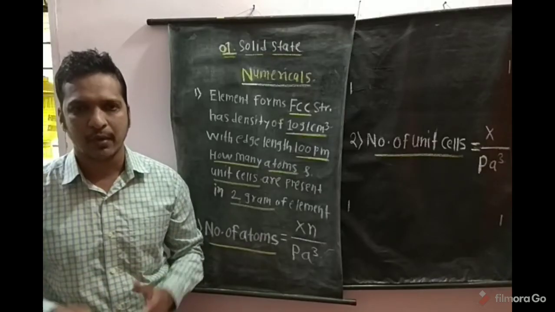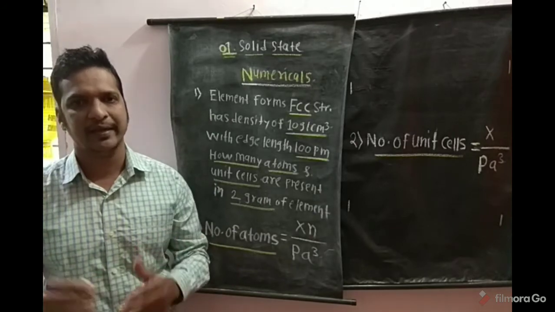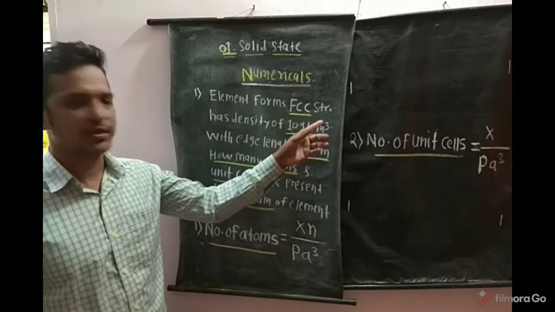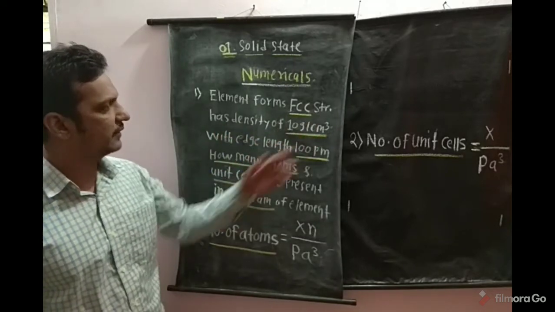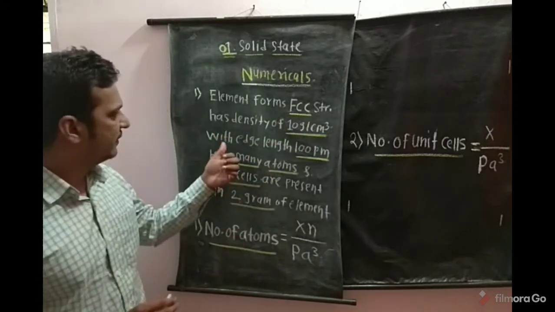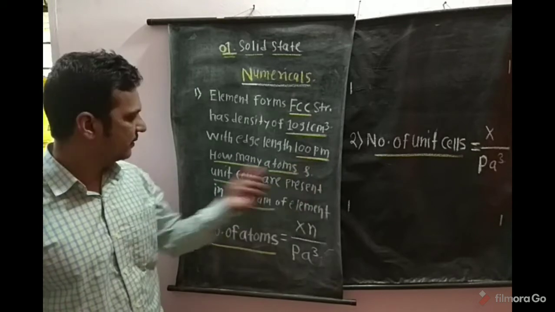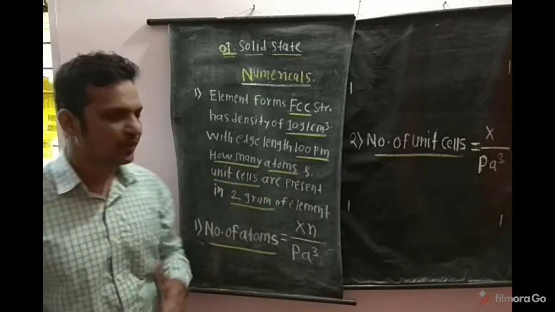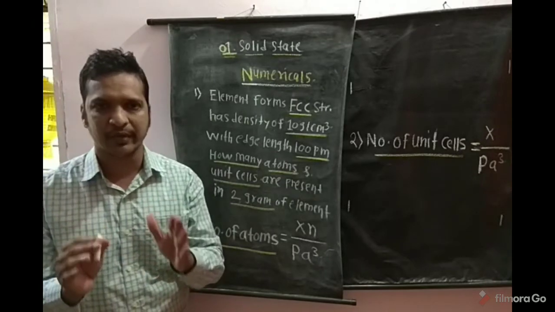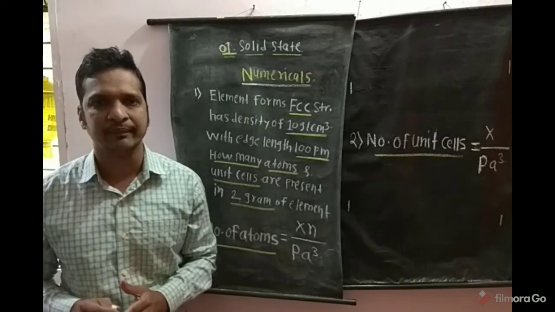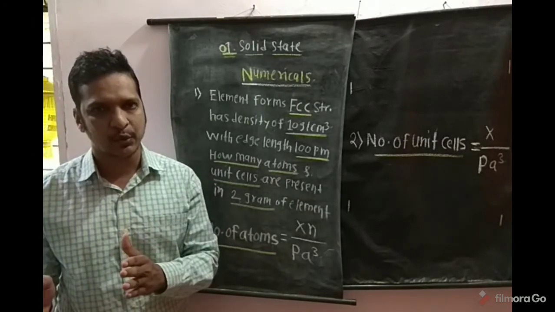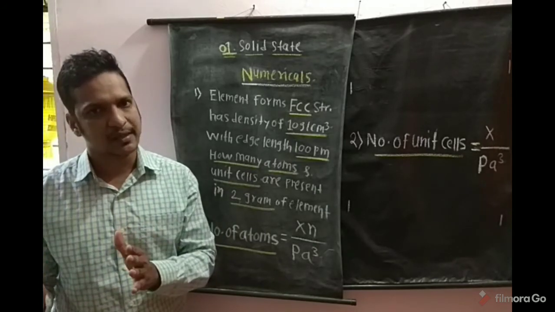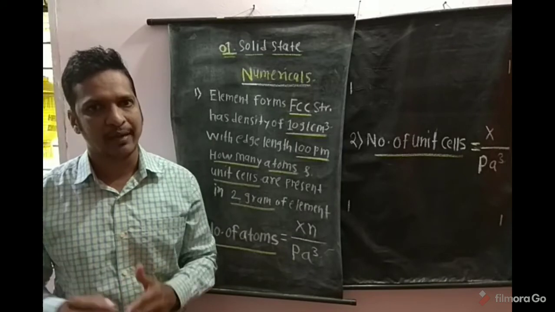I'm going to teach you how to solve a numerical regarding FCC. So my numerical is: an element forms an FCC structure, has a density of 10 gram per cm cube with edge length 100 picometer. How many atoms and unit cells are present in 2 gram of the element? So here we have to calculate two things. Number one, the number of atoms in 2 gram of the element, and second, the number of unit cells present in 2 gram of the element.